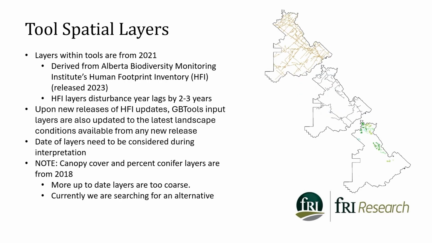Before we get into running the tools, I just wanted to go over the spatial layers within the tool. Layers within the tools are from 2021, and they're derived from the Alberta Biodiversity Monitoring Institute's Human Footprint Inventory, or HFI, that was released in 2023. HFI layers' disturbance year lags by 2 to 3 years. Upon new releases of HFI updates, GBTools input layers are also updated to the latest landscape conditions available from any new release. The date of layers needs to be considered during interpretation.